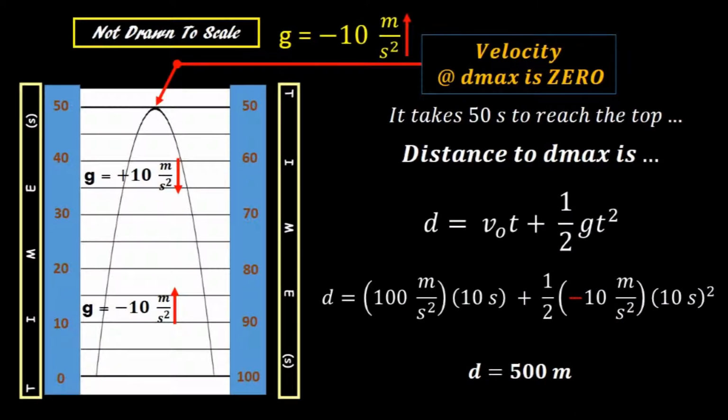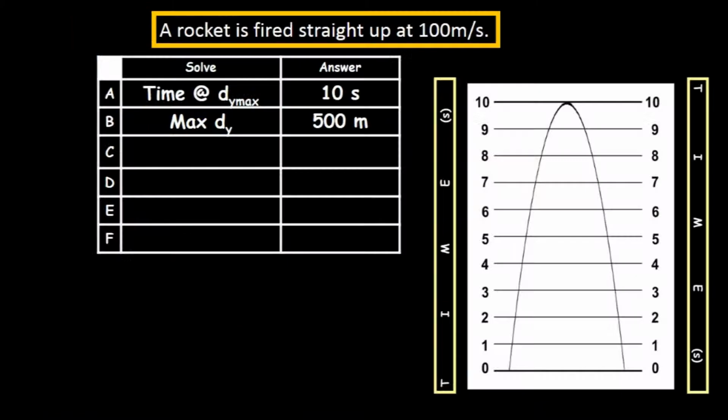Why? Because it's the y-axis. The y-axis is given to be vertical. x is horizontal. So we say dy sometimes. And to find dy, it's going to be 500 meters because d equals 100 meters per second times 10 seconds, plus 1/2 times negative 10 meters per second squared times 10 seconds squared. Why 10 seconds again? 10 seconds is the total time of the flight to the top. So it's V naught t plus 1/2 g t squared. So it's 500 meters, correct?